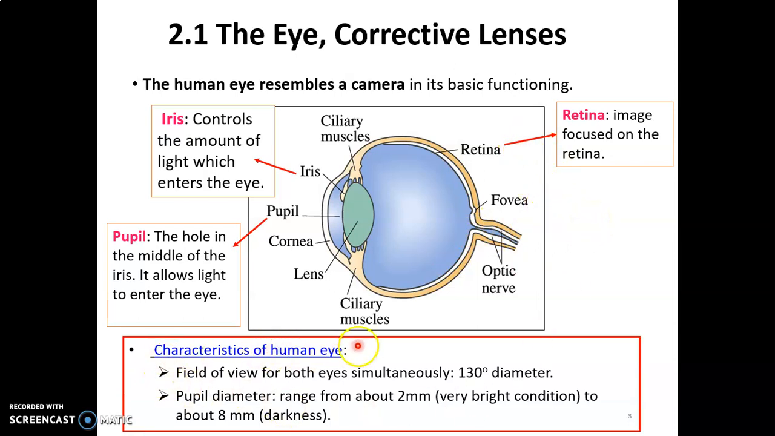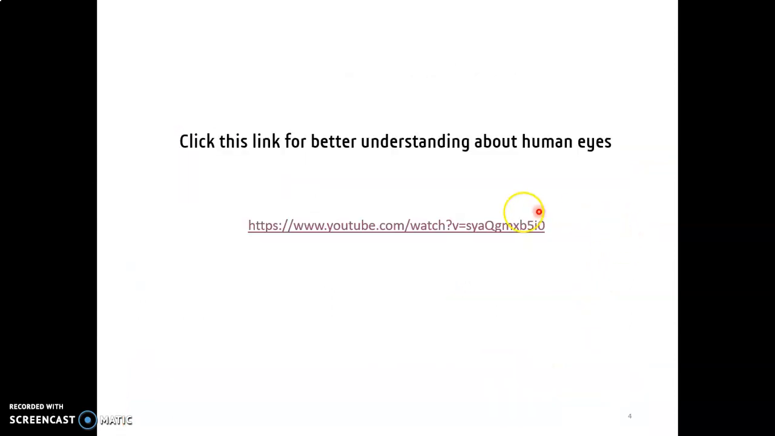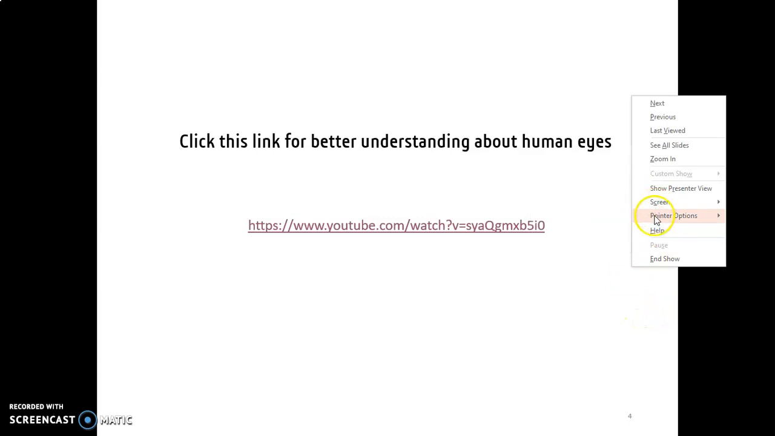The characteristics of the human eye: we have a field of view for both eyes of 130 degrees in diameter, and the pupil diameter ranges from 2 mm to 8 mm according to the light entering our eye. This is the link for you, or you can see this video on YouTube. It will give you a really simple explanation about the human eye. So without further ado, let us see the video.